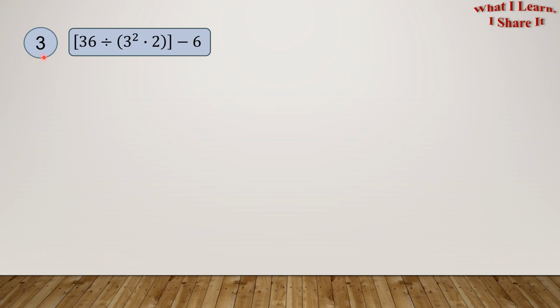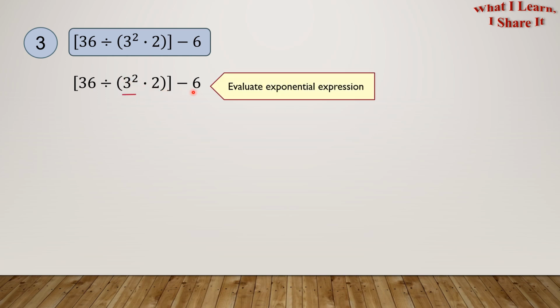Problem 3. 36 divided by 3 squared times 2 minus 6. First, we have to evaluate the exponential expression within the parentheses, and since 3 squared is 9, we will get 36 divided by 9 times 2 minus 6.